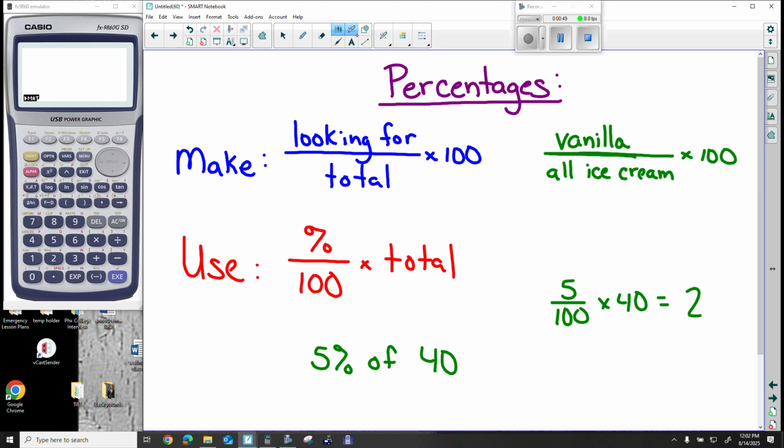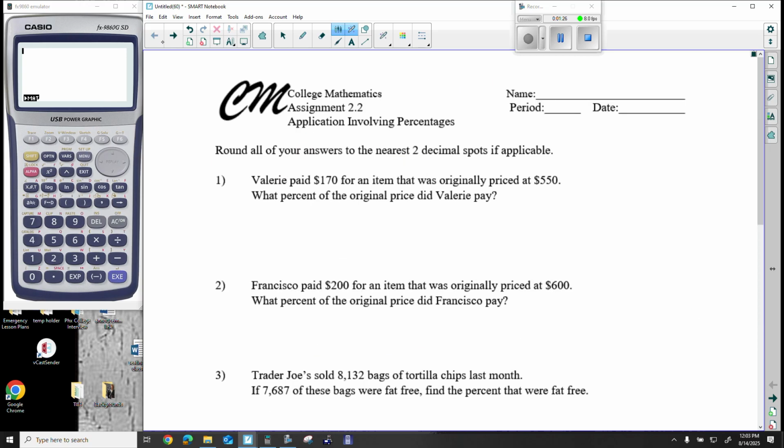And so what you do to create a percentage when you're asked to make one is you take what you're looking for, vanilla ice cream, and you put it on top, and you take the total, aka all ice cream, and you put it on bottom, and you do a simple division. So it would be vanilla ice cream divided by all ice cream, and then you multiply by 100, and your result will be a percentage. Okay, that's when you're asked to make a percentage. Let's just do one of those real quick.